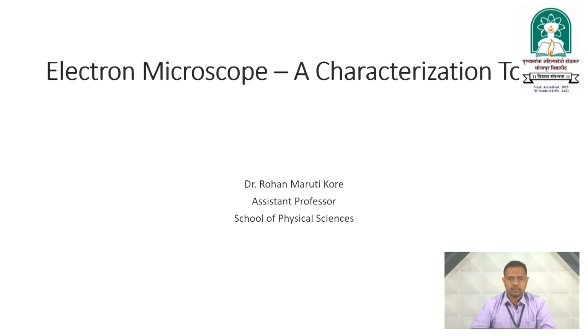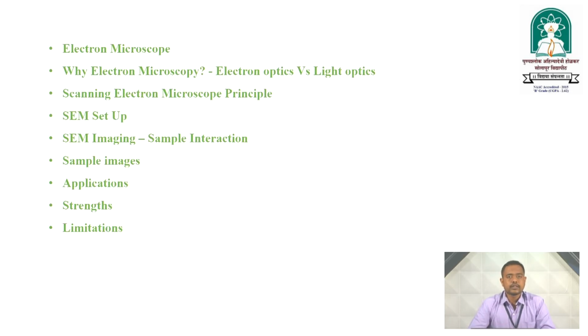analyze their morphological images. Today we are going to discuss some of the topics: the electron microscope, and why we are using electron microscopy, by comparing electron microscopy and light optics. Also we are going to discuss the scanning electron microscope principle, the SEM setup, thereafter SEM imaging, that is how the image is collected by using the sample interaction. Thereafter we will see a few sample images, and lastly we are going to discuss the applications, strengths and limitations of the scanning electron microscope.